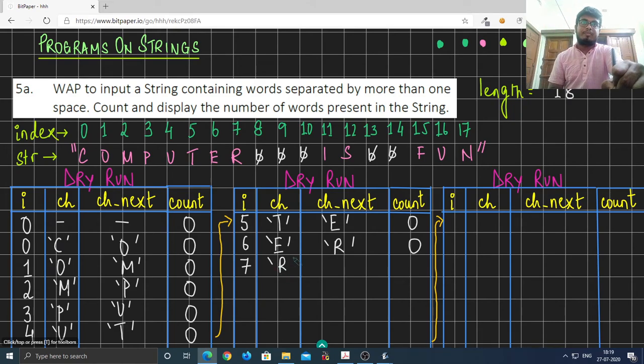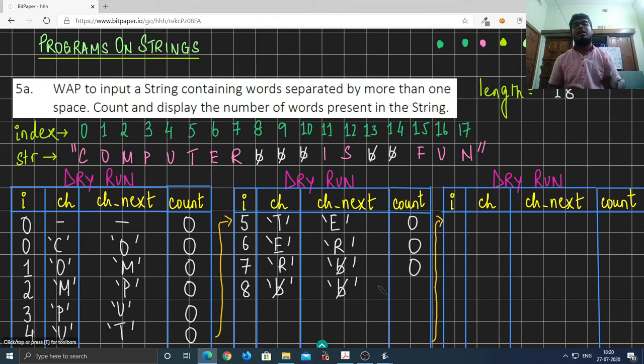R is not a space, and the character following it is a space. Yet we move ahead. Now, at the 8th index, we get back a character which is a space, and the character next to it is a space. Now, the question comes, is the current character a space? Yes, it is. But is the character following it a non-space character? Well, no, that's not right. This is a space, mind you, but the character following it is not a non-space character. So we ignore this space, all right?